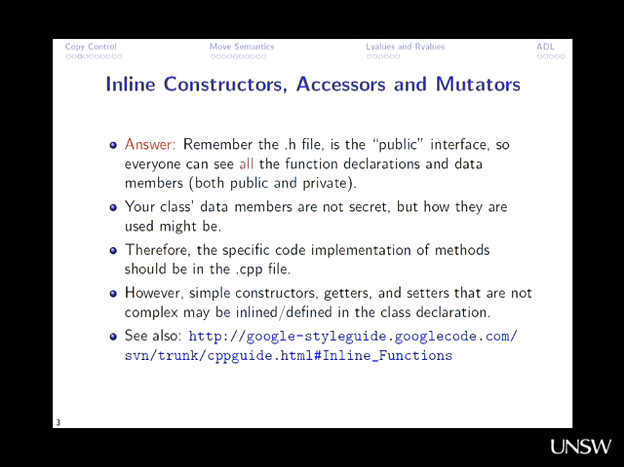And so what your class stores is not a secret, okay? But how the class uses that data might be a secret. This goes all the way back to week 1 when we were talking about this third-party class library. You might get a header file and you might get an object file. So specific implementations of methods should be inside the .cpp file, because you might want to protect that information. However, simple constructors, getters, and setters that are not complex or don't do anything amazing or secret with your data are perfectly fine being inside the class declaration. It's a matter of style, so it's up to you.